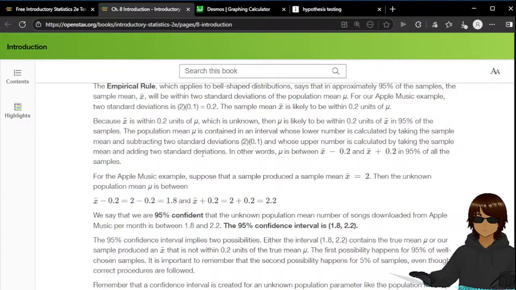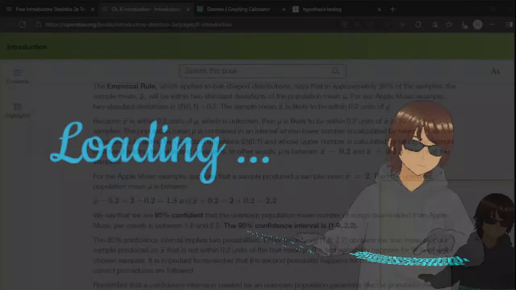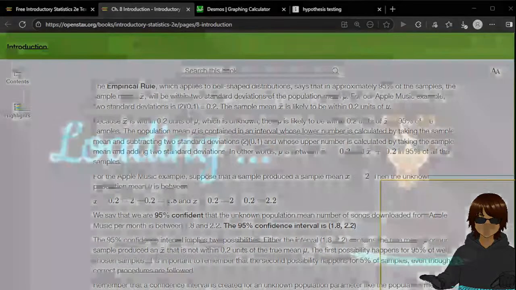Hold on. Okay. In other words, mu is between x bar minus 0. Okay, wait.